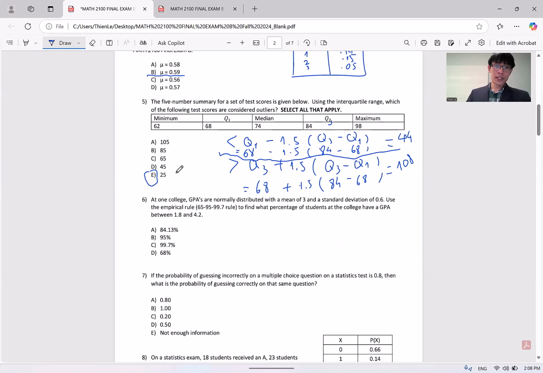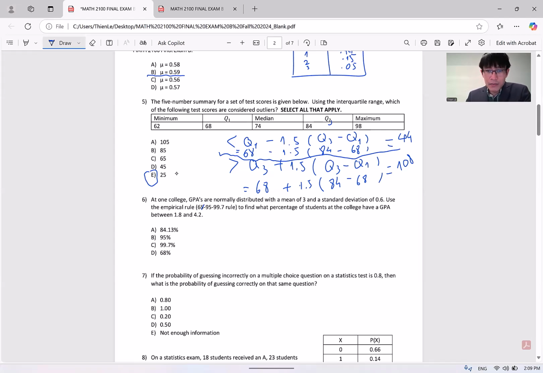And then 6, at one college, GPAs are normally distributed with a mean of 3 and a standard deviation of 0.6, using the empirical rule. 65, I think it should be 68, right? It should be 68, it's wrong here. Typo here, okay. 68, 95, 99.7, which is 68% of data within one standard deviation of the mean, 95% within 2, and 99.7% within 3, right? And find the percentage of students who have a GPA between 1.8 and 4.2.